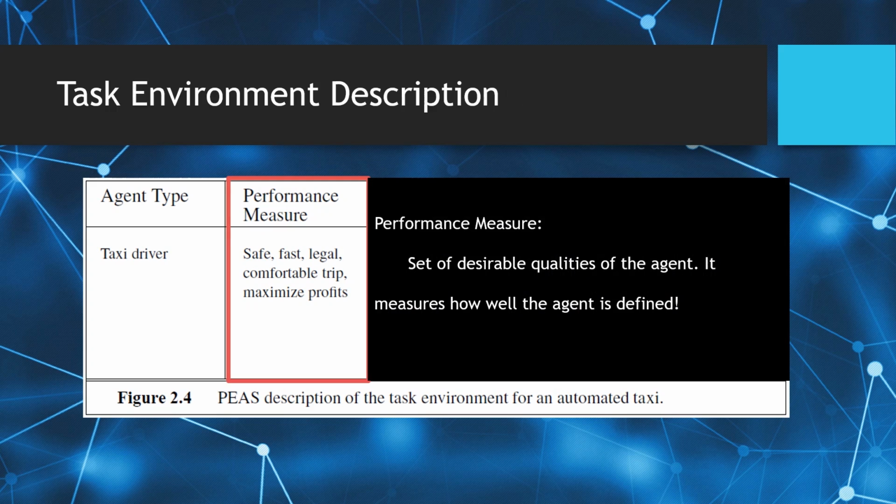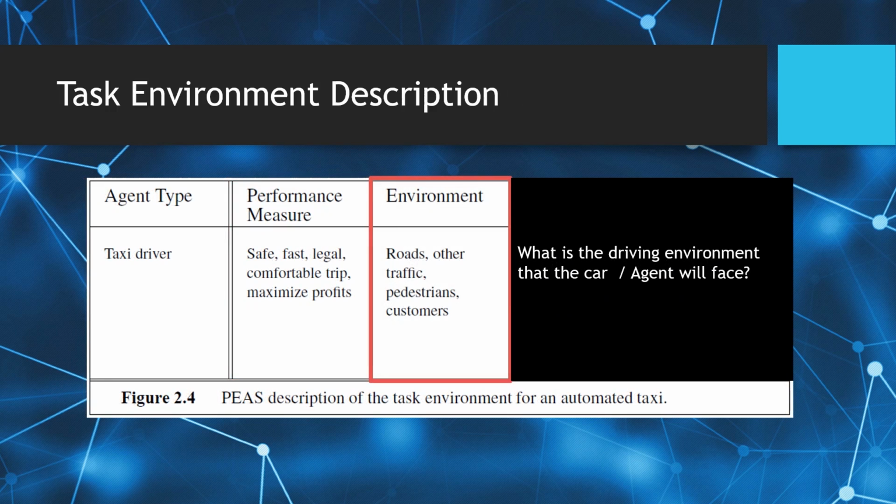Next, we have environment, meaning what is the driving environment that the car will face. It should be aware of environments like highway roads, simple roads, traffic, pedestrians, 12-lane freeways, roadworks, police cars, puddles, and so on. And so we can get an idea that an agent has these environments known to it. Then we have the actuators.